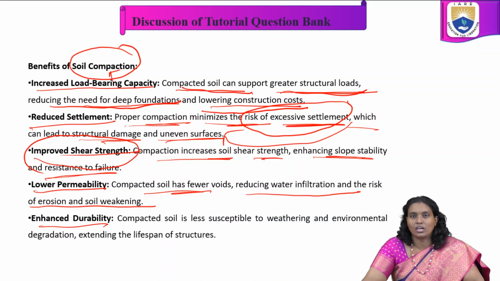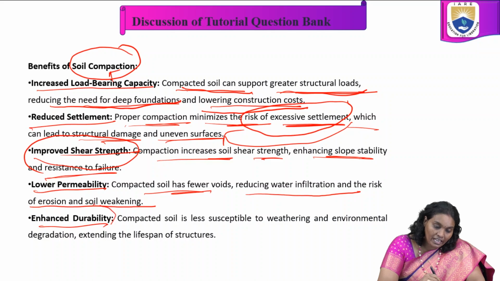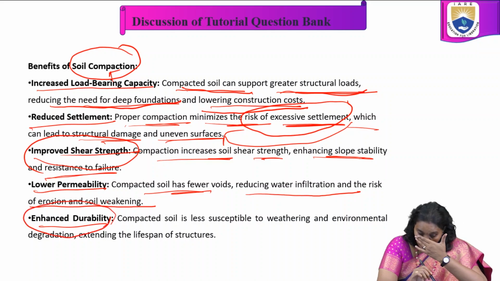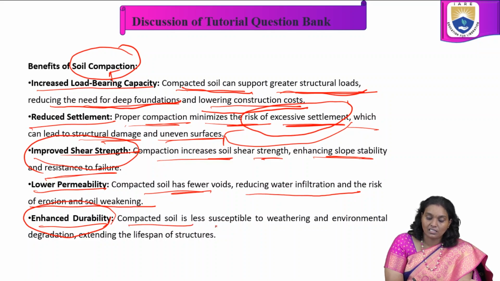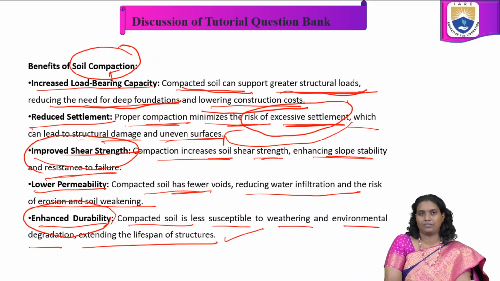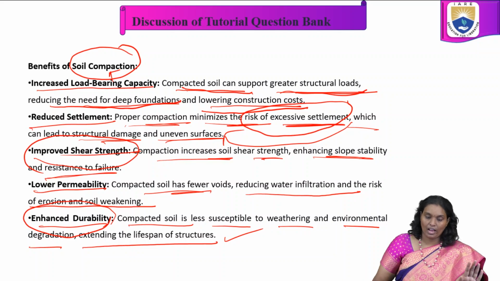These are the things which are going to be involved in our infiltration and the risk of erosion and soil weakening. And one more important benefit from soil compaction is enhanced durability. Compacted soil is less susceptible to weathering and environmental degradation, extending the lifespan of the structure. So these are the benefits which we observe. So like this we have to understand the question and explain in detail about it.